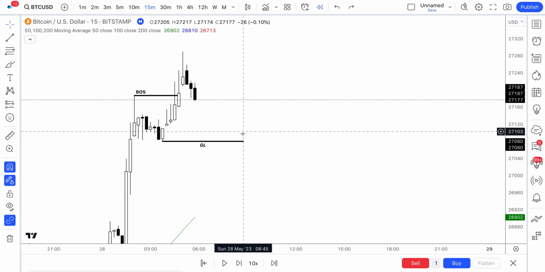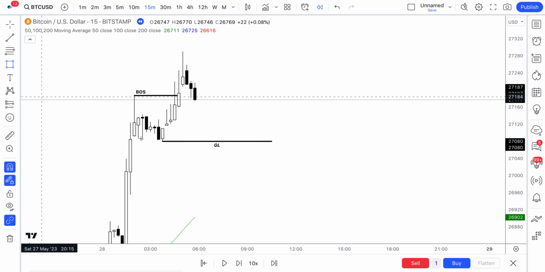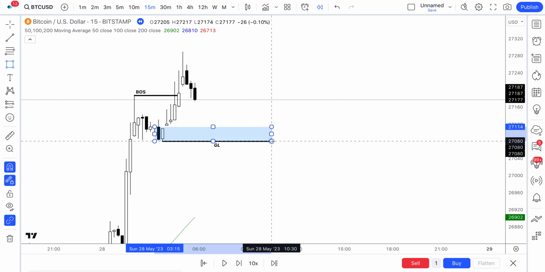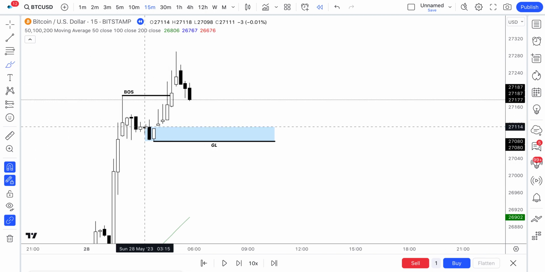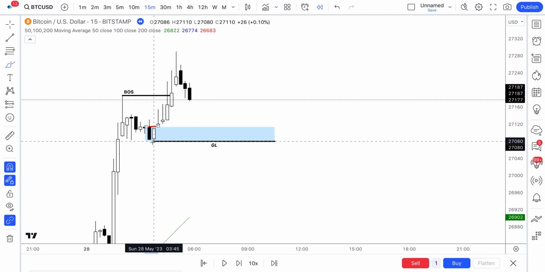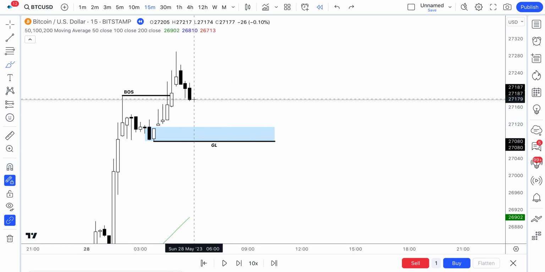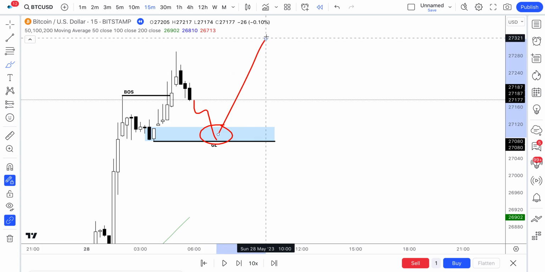Now we want to mark on our POI, which is our point of interest. So we can mark that on by the last down candle from the open down to the guarded low. So you can see here, this is the open of the candle, and we mark that down to the guarded low. This area here is the only place that we are going to be looking at taking a long trade. So, if and only if price comes back into our POI, then we can look for a long trade.